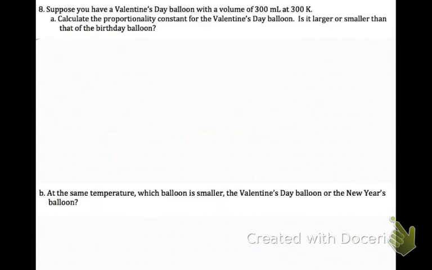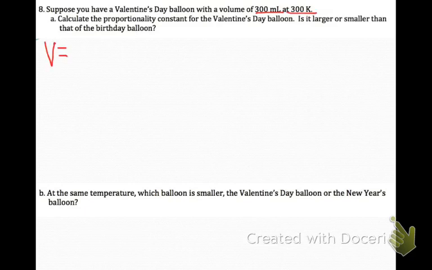Suppose you have a Valentine's Day balloon with a volume of 300 milliliters at 300 Kelvin. Calculate the proportionality constant for the Valentine's Day balloon. Is it larger or smaller than that of the birthday balloon? So let's go through. I know 300 mils at 300 K.